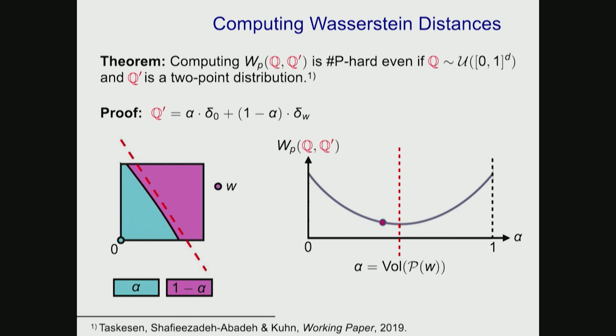On the right-hand side, you see how the distance between the two distributions changes as the probability alpha of the point 0 changes. You can also see that this distance is minimized exactly if all scenarios that are closer to 0 than to w are transported to 0. In this case, the amount of mass that is transported to 0 is exactly equal to the volume of the knapsack polytope. And that means if we were able to efficiently compute Wasserstein distances between uniform distributions and discrete distributions, we could also efficiently minimize that function here, and thereby efficiently compute the volume of a knapsack polytope. But this contradicts the hardness result by Dyer and Frieze.